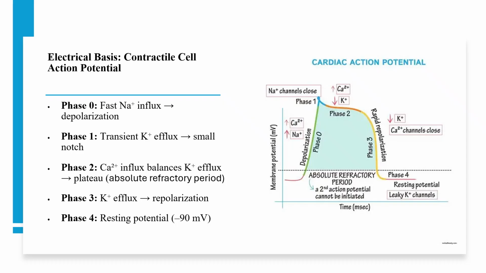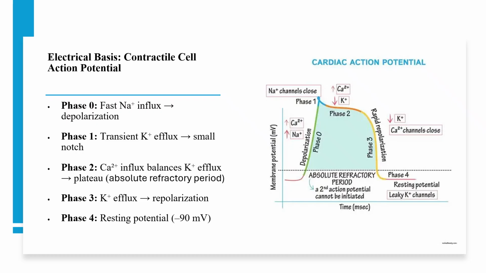Here, slow L-type calcium channels open, allowing calcium ions to enter the cell while potassium ions continue to leave. The two opposing currents balance each other, creating a long, flat plateau. This phase maintains depolarization, ensuring that calcium can trigger contraction and that the heart cannot be re-stimulated too soon.